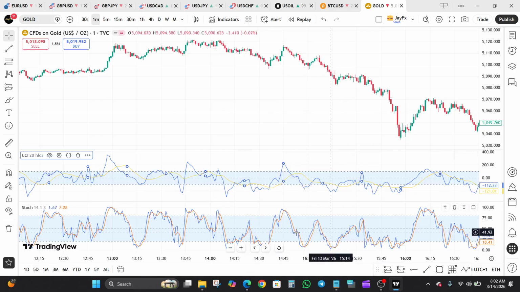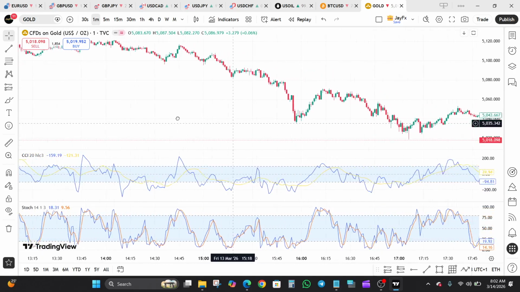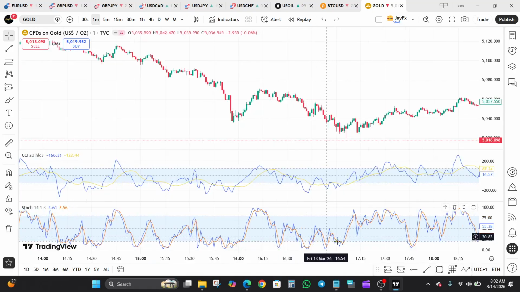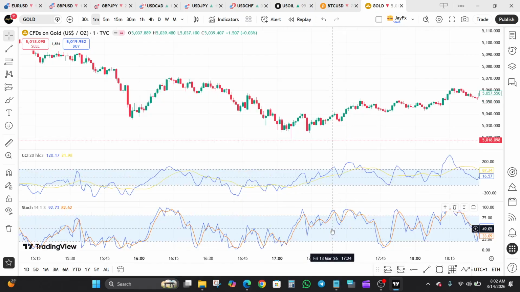Now, the stochastic oscillator compares the closing price to the price range over a selected number of periods. It produces two lines. You can see the two lines, right? They move between 0 and 100, commonly known as the percentage K and the percentage D lines. As you can see, readings above 80 are often interpreted as overbought conditions, while readings below 20 may suggest oversold conditions. Traders also watch for crossovers between the two lines as potential signals of changing momentum.